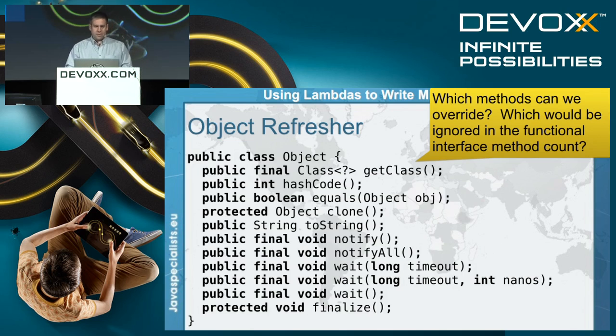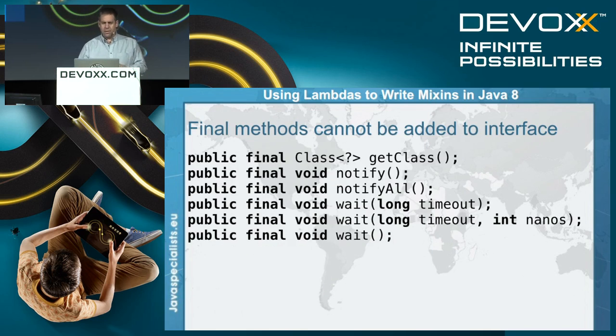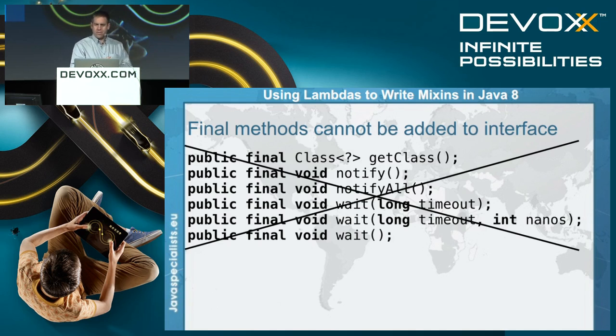Now, if you look at object, these are the methods which are defined inside object. And so the question is, which ones can we override and which can be ignored in the count for the functional interface method count? First of all, if a method is final, then you can't override it. So you can't override getClass, you can't override notifyAll, or the three different wait methods. None of those can be overridden, which is one of the many reasons why, when they made Condition, they have different names for these: await and signalAll. So we can cross those out. We don't need to worry about the final methods.